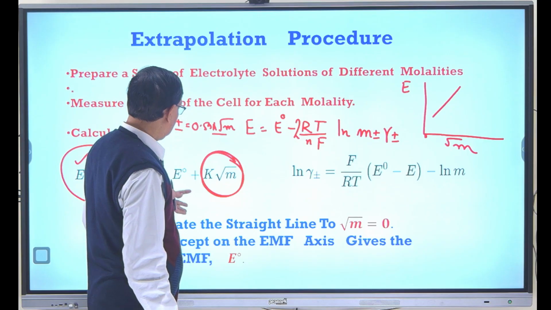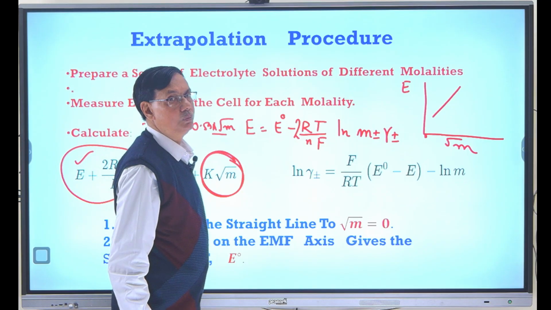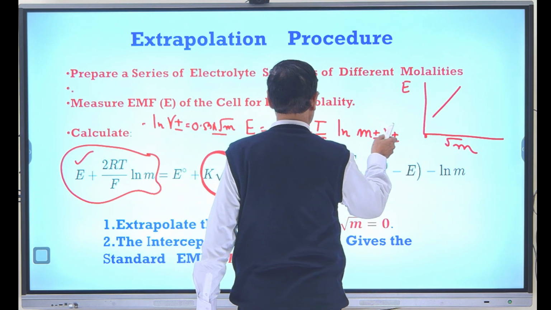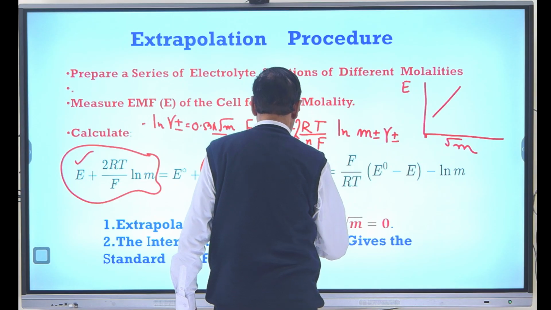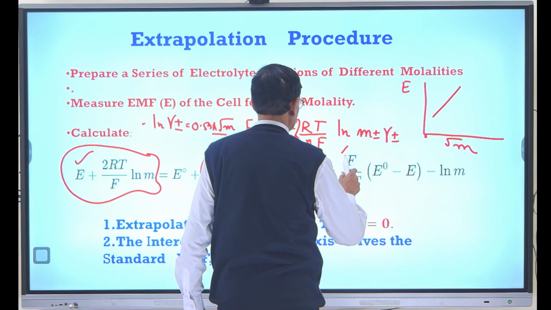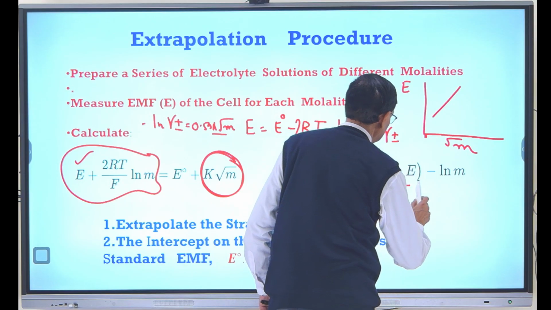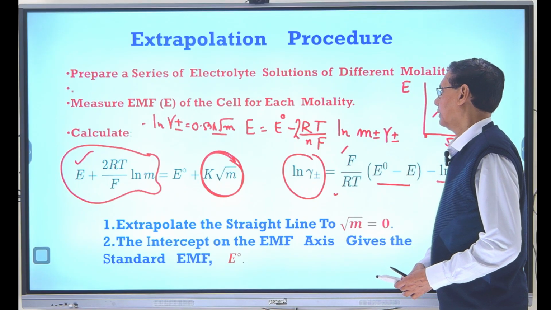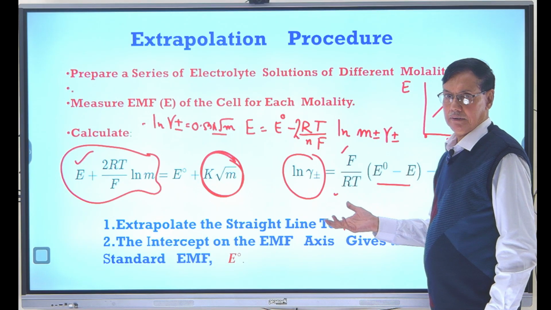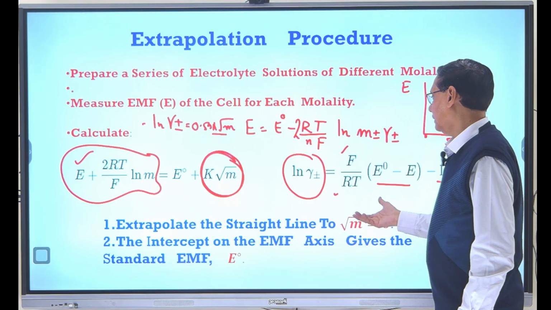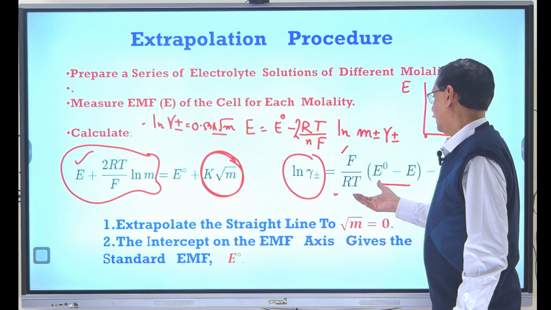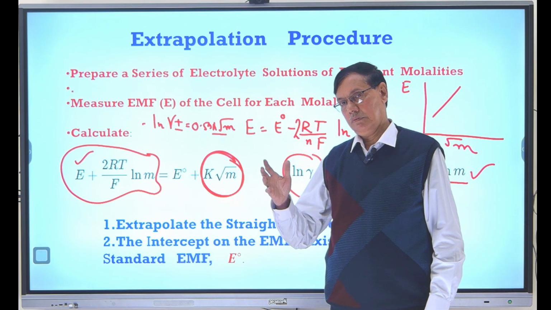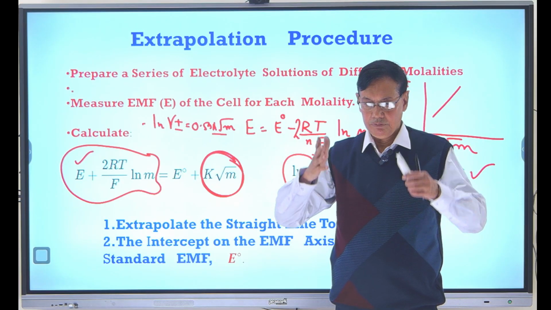Once you get that E0 value, then our main equation is natural log of activity coefficient is equal to F by RT times E0 minus E and natural log of m. So by that method, one can determine the mean activity coefficient of any electrolytes. So let me summarize.